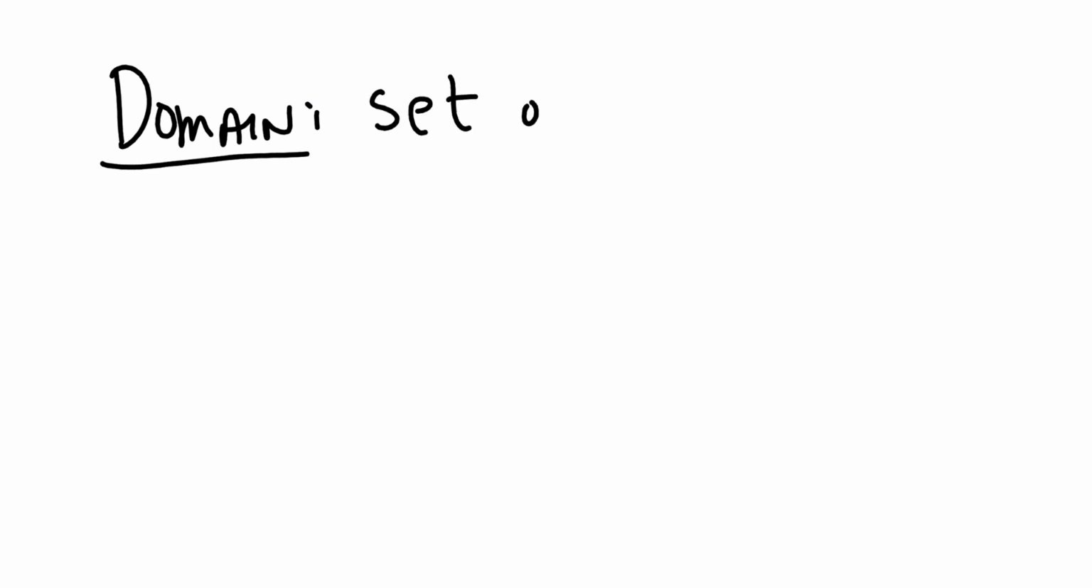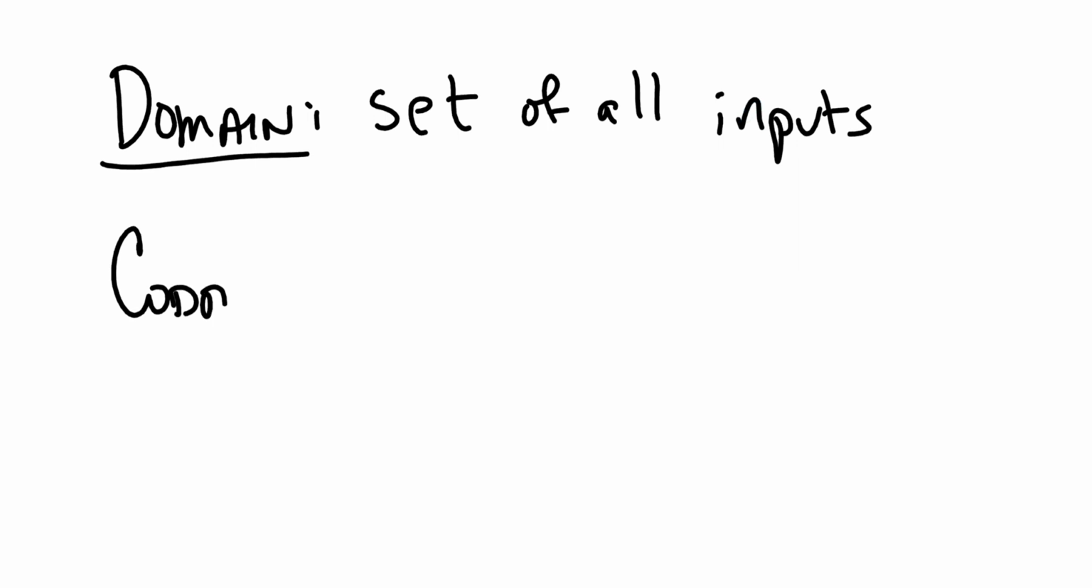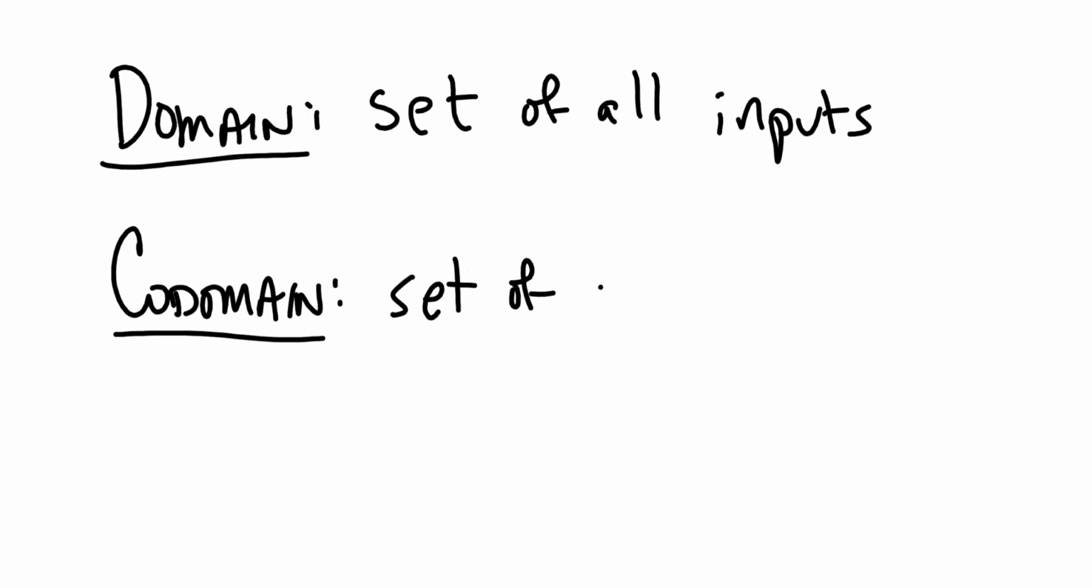So, side note here, we talk about the domain of a function. The domain is the set of all inputs. So anything we could possibly put into the machine, we take that entire collection all together, and that collection is the domain. We also talk about a codomain. The codomain is the set of all possible outputs.